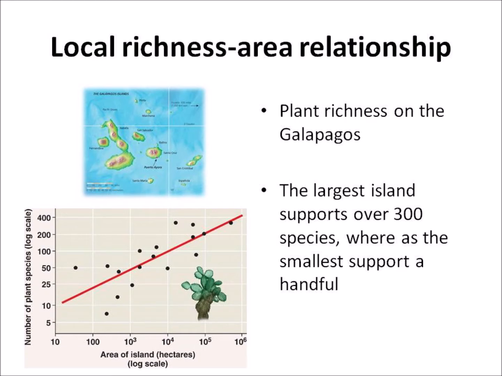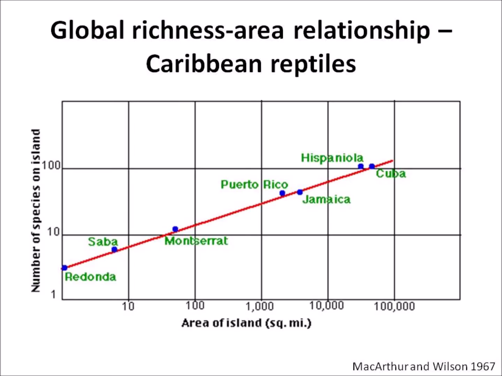So here we have an example of that relationship between island size and species diversity, looking at a number of plant species in the Galapagos archipelago. So in the Galapagos, the larger islands will support over 300 plant species, and the smaller islands will support only a handful of species. Now here we have this exact same relationship, this same increase in number of species as island size increases, but this time we're showing it for reptile species diversity in the Caribbean.